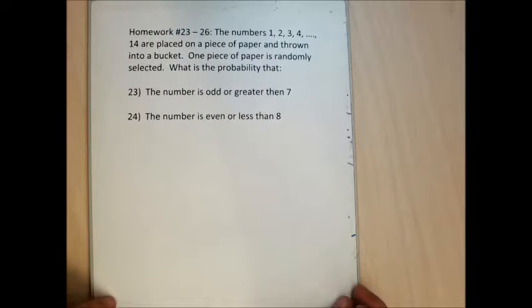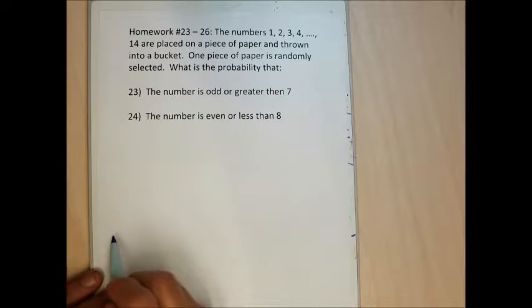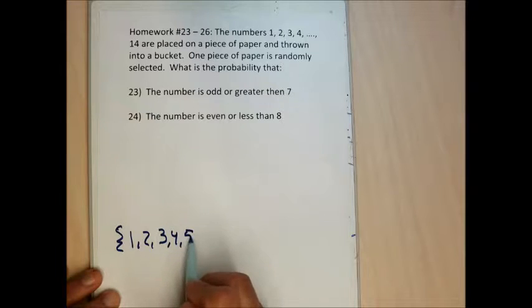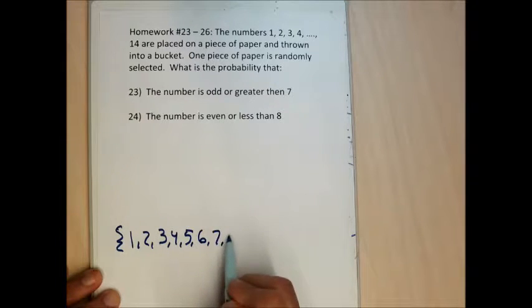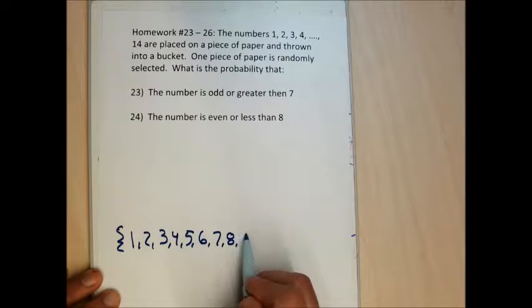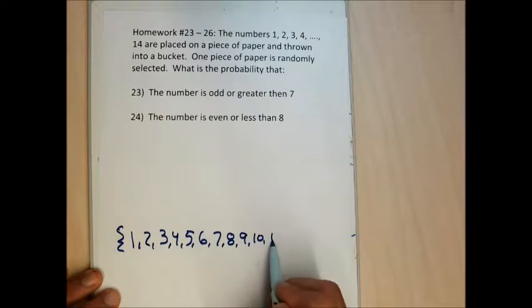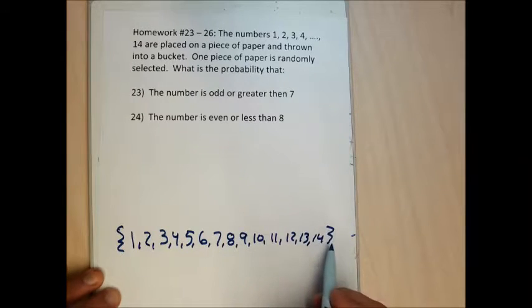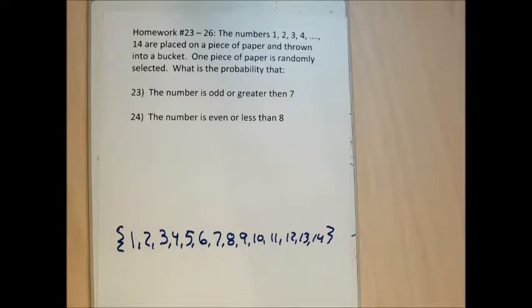It's only 29 problems, so we're buttoning up to the end. Yuck. So 23 through 26, the numbers 1 through 14 are placed on a piece of paper and thrown into a bucket. One piece of paper is randomly selected. So my sample space for 23 through 26 is going to have the numbers 1 through 14, because the numbers 1 through 14 were put on pieces of paper, tossed into a bucket, and then it's a single experiment, so a single number is pulled out.